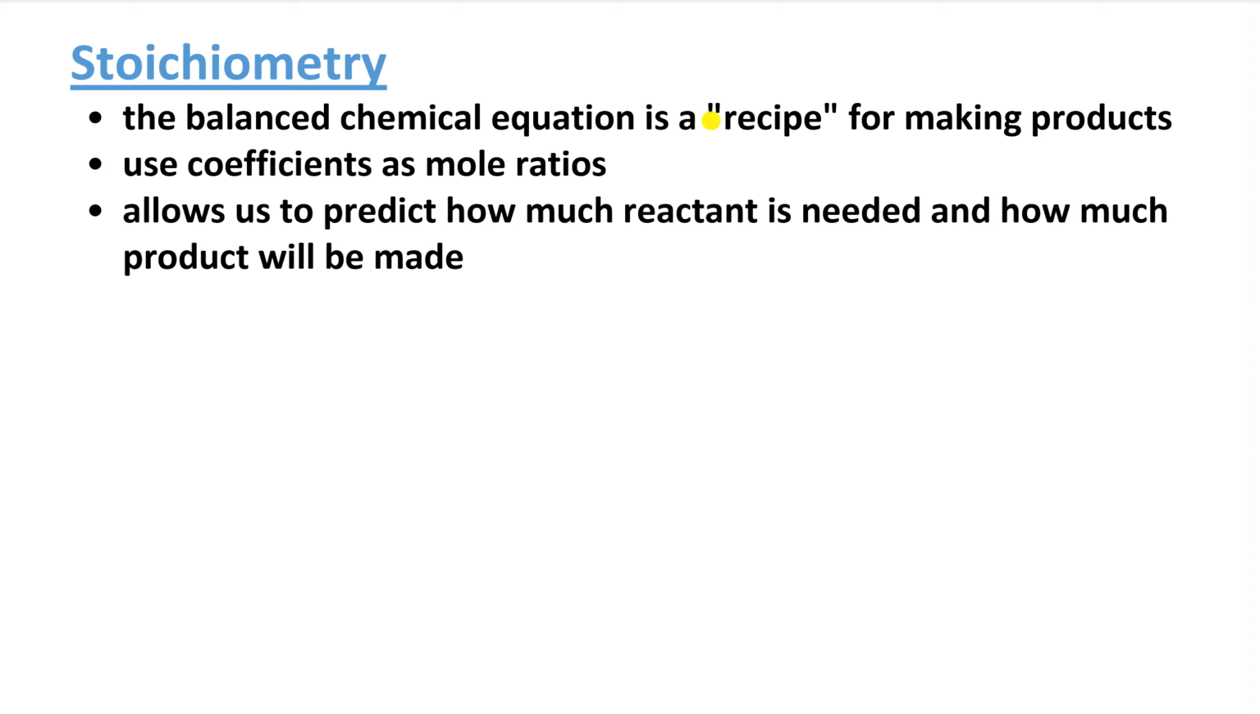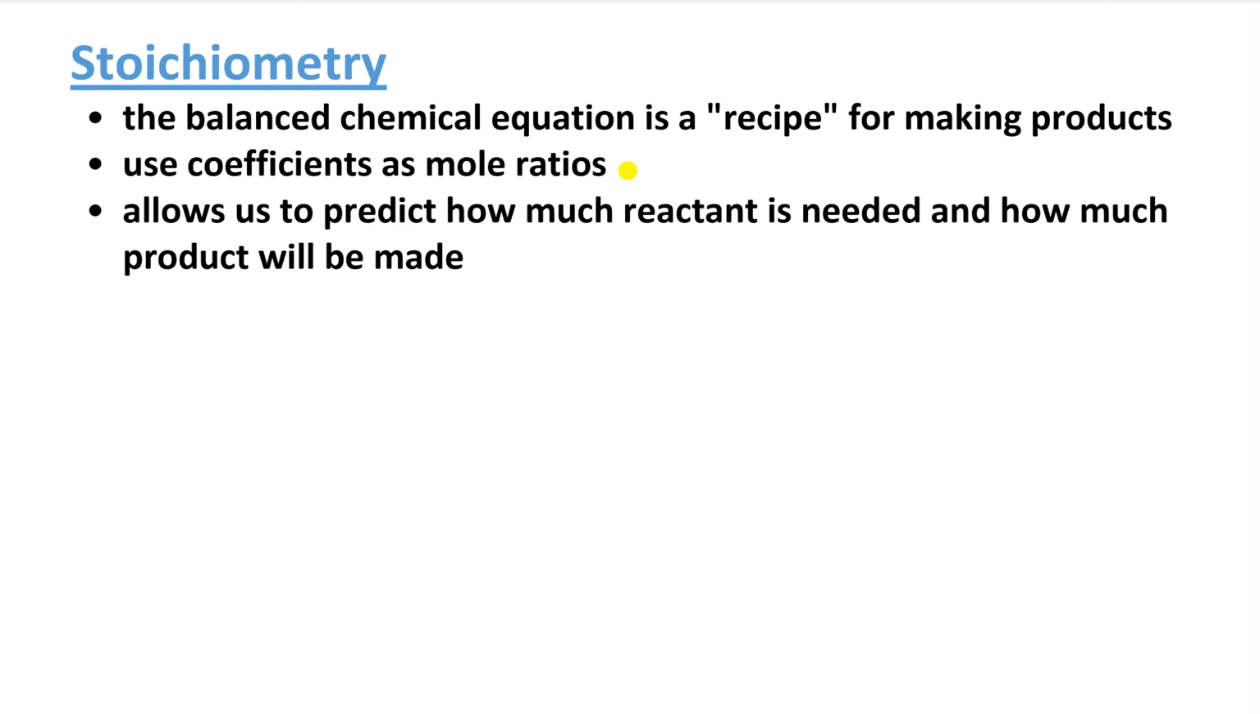Instead of using cups and teaspoons and tablespoons, we're going to be using moles instead. That balanced equation, the units are always going to be in moles. Just like our chocolate chip cookie recipe uses different units, cups and teaspoons, our balanced equations are a little bit more simple. They're just always going to use moles. And it tells you in what ratio to mix our reactants together.